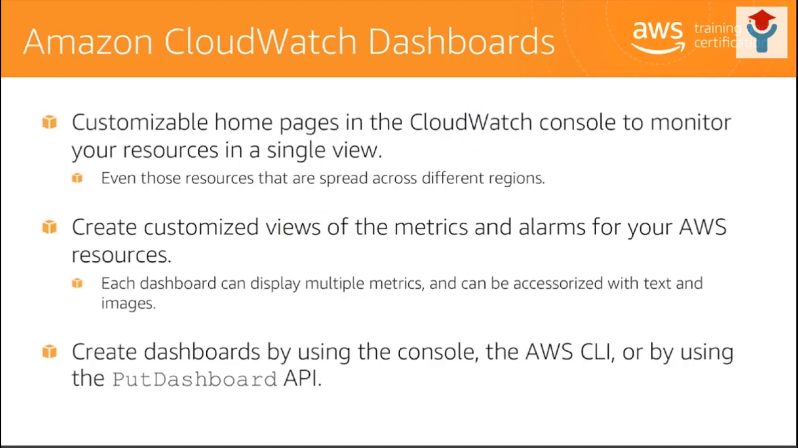Your CloudWatch dashboard is really a customizable homepage within the CloudWatch console to monitor your resources in a single pane of glass, if you will. Even those resources that are spread out across different regions can be aggregated in one place. It makes it a lot easier to visualize them. You can create customized views of metrics and alarms for your AWS resources. Each dashboard can display multiple metrics and can be accessorized with text and images however you desire. You can create dashboards by using the console, the command line interface, or the PutDashboard API.